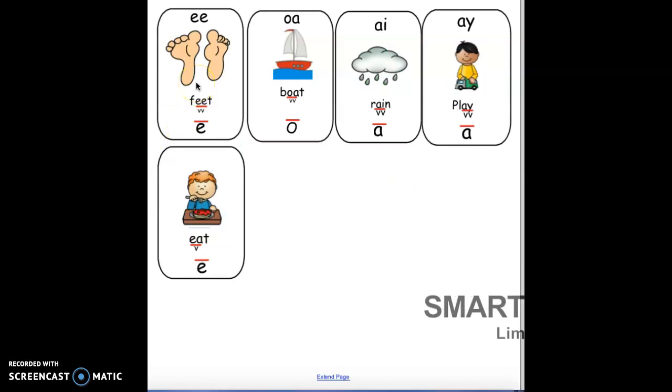EE, feet, E, position, middle. OA, boat, O, position, middle. AI, rain, A, position, middle. AY, play, A, position, end. EA, eat, E, position, middle or end.